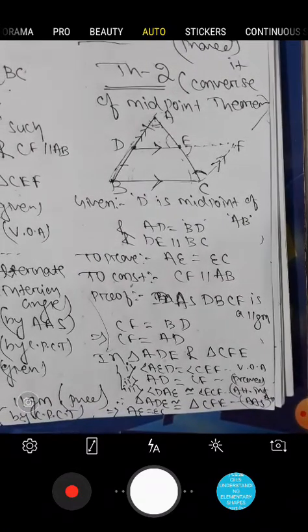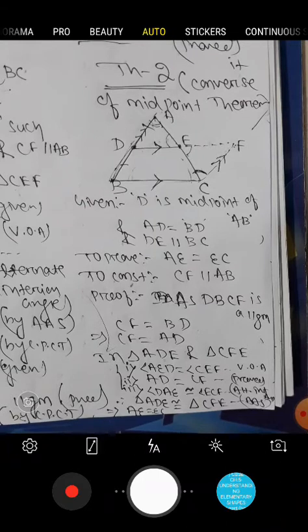There are 10 theorems altogether in the quadrilateral chapter. Thank you and have a good day, children.